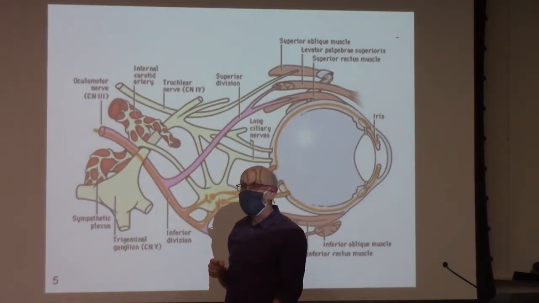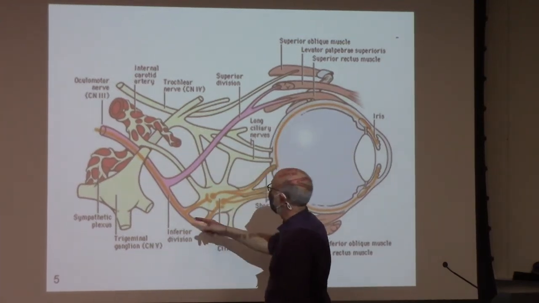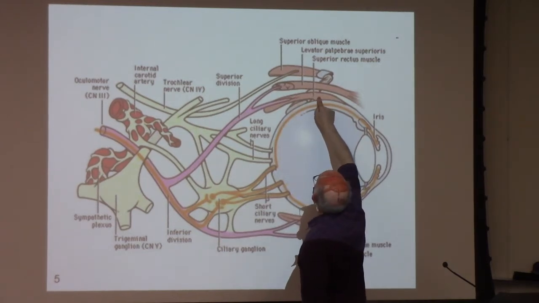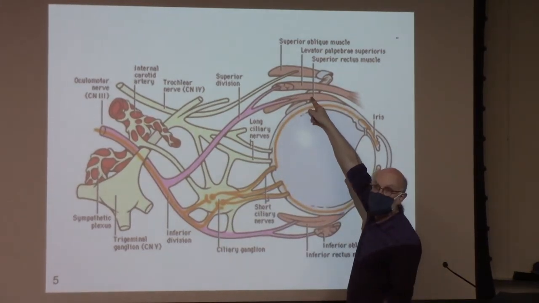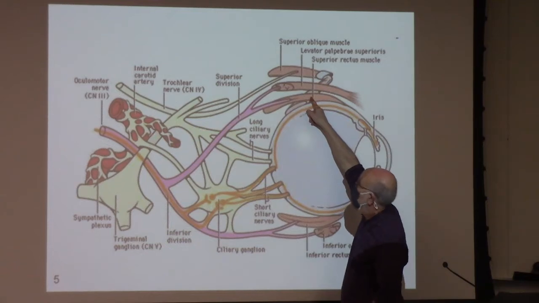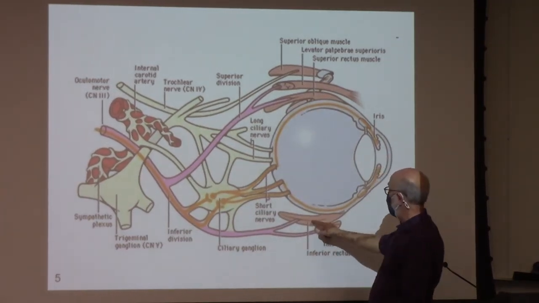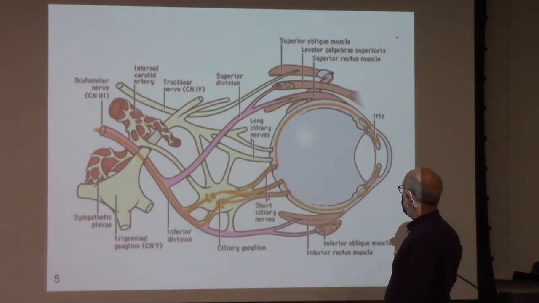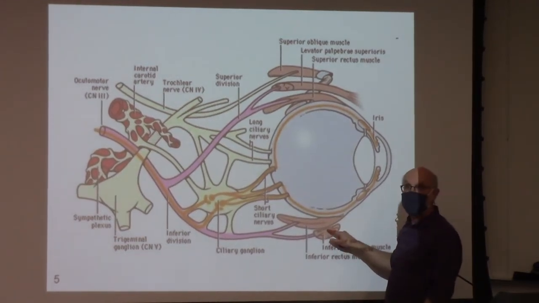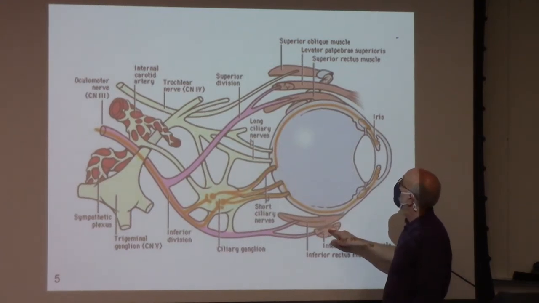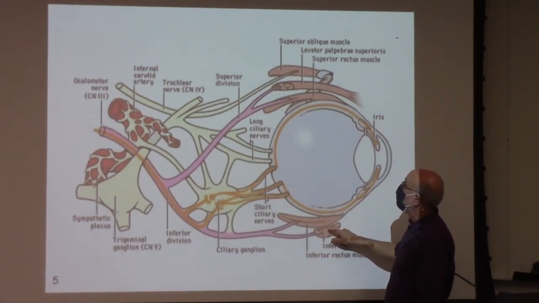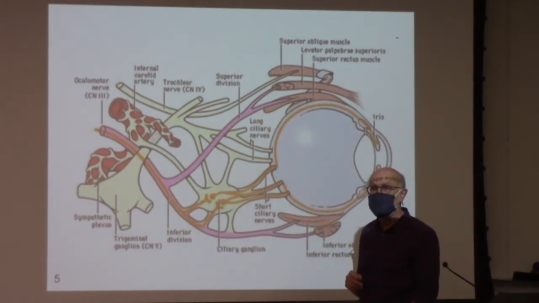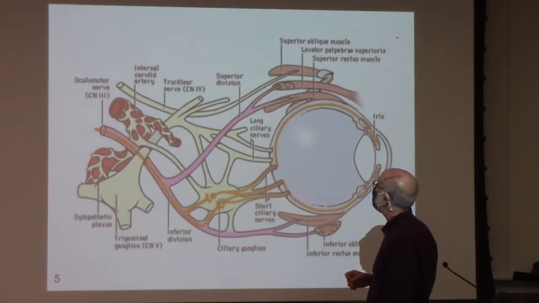The oculomotor nerve innervates, so let's just follow pink. It innervates the superior rectus. It innervates the inferior rectus. It innervates the inferior oblique. It innervates the medial rectus. That's not shown here, but it does. It innervates the medial rectus.